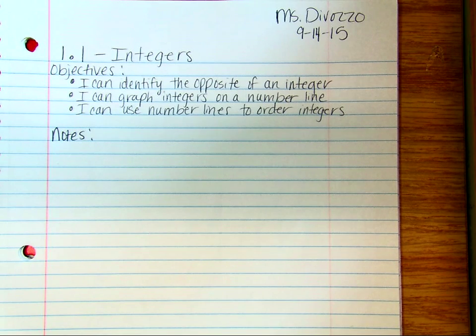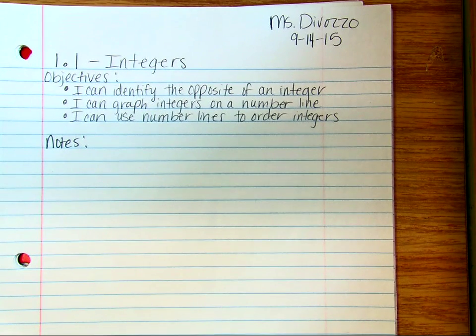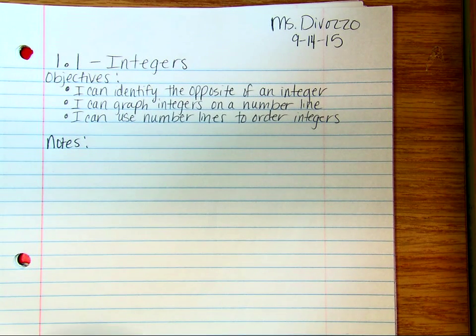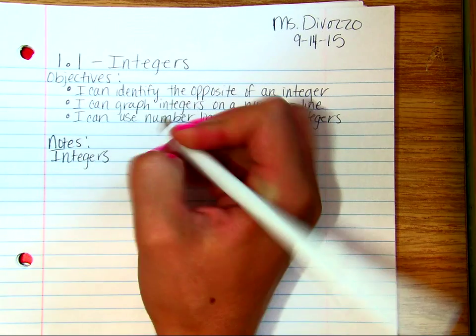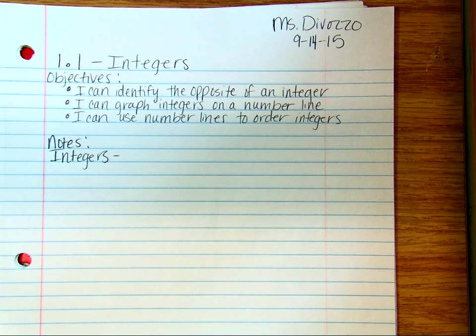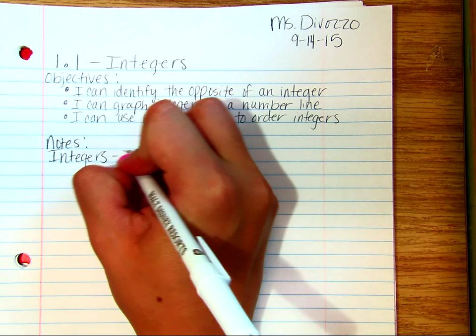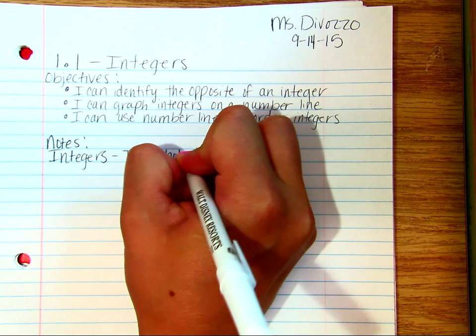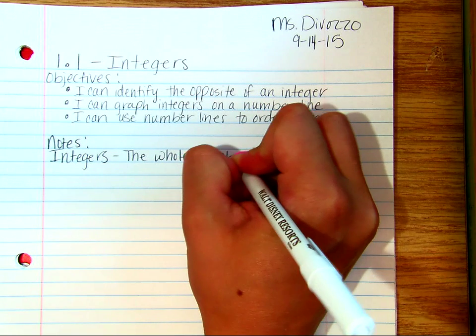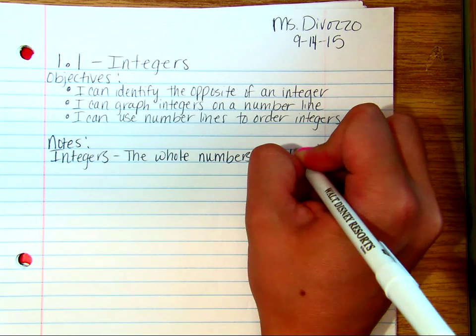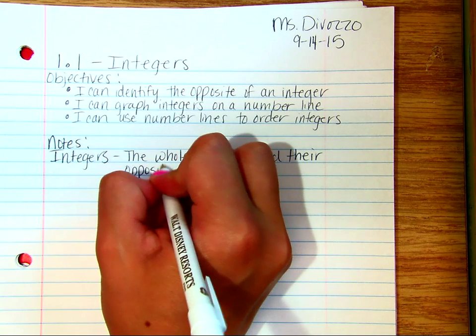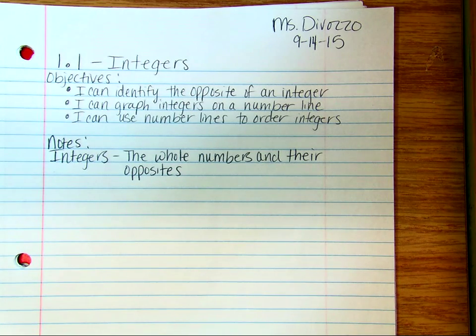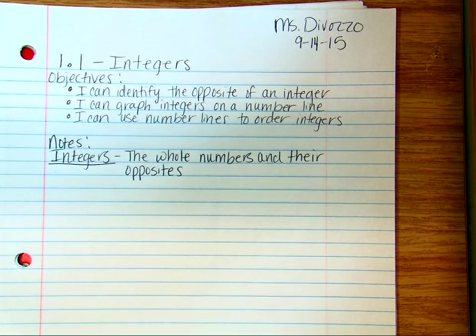All right, first we're going to do a definition. Our definition is integers. So the set of integers are the whole numbers and their opposites. And go ahead and underline that because that's a definition.